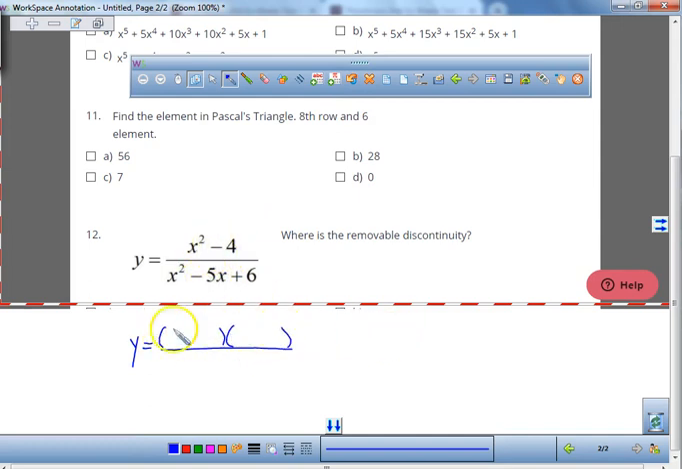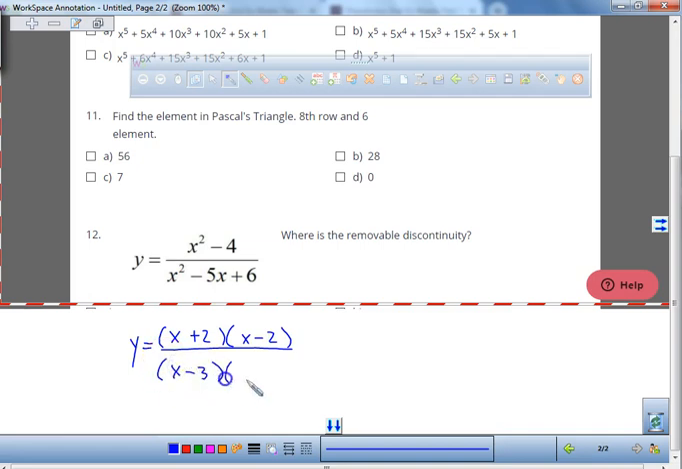Okay, difference of squares. So that becomes x plus 2 and x minus 2. Now this factors to x minus 3 and x minus 2, because negative 3 plus negative 2 is a negative 5, and negative 3 times a negative 2 is a positive 6.